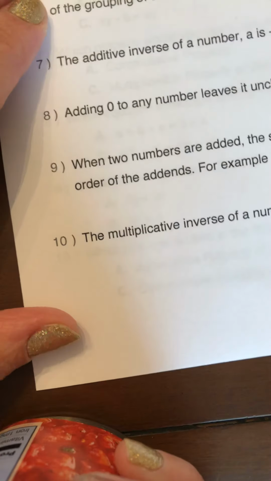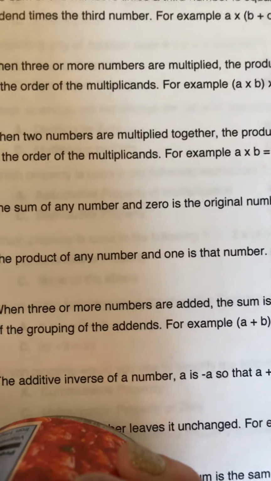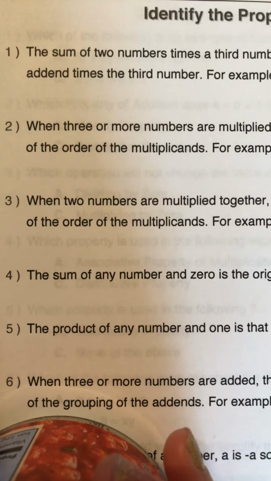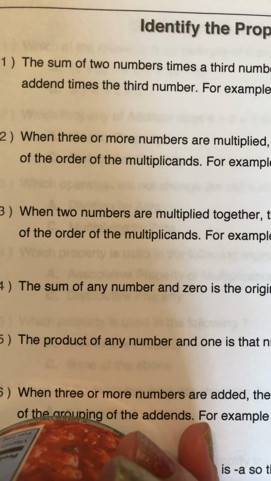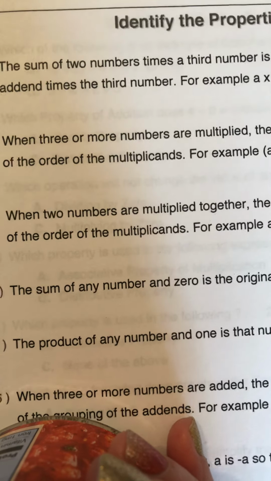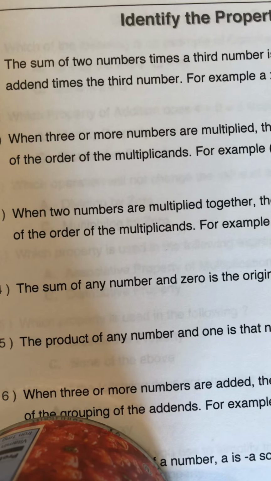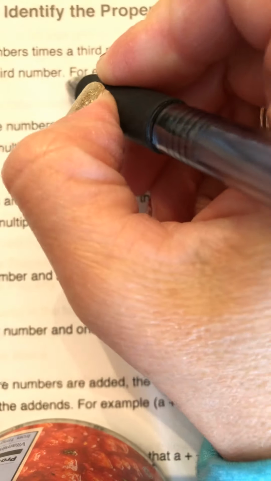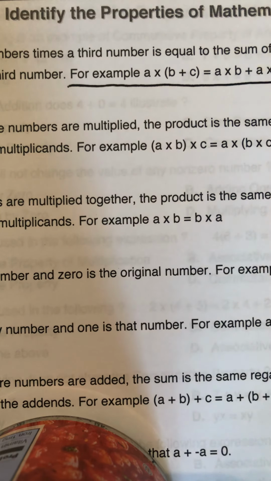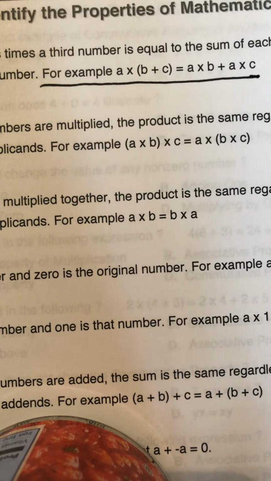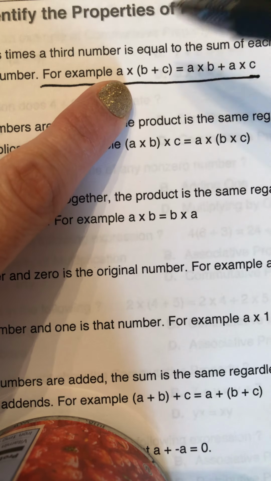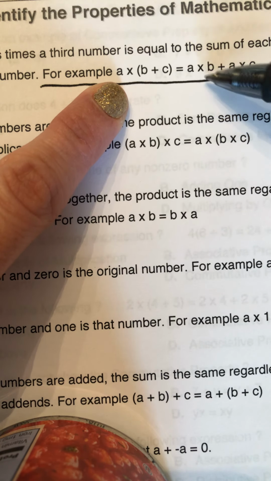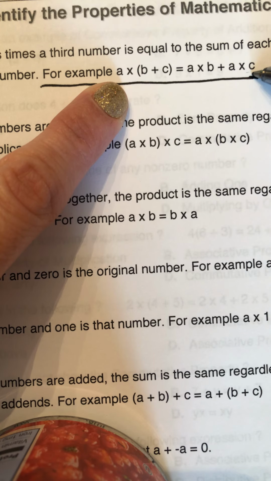So the first one says the sum of two numbers times a third number is equal to the sum of each addend times the third number. Okay, that might be really confusing to listen to and read and understand what it's saying. So I would caution you to not get too caught up in the words. Look at this key part where it says, for example. That's what I need you to look at, is the example. For example, on number 1, A times (B plus C) equals A times B and A times C. So you've got to figure out what happened there.